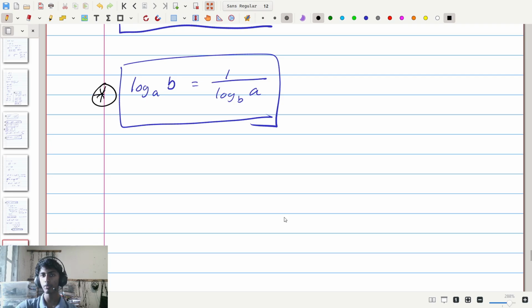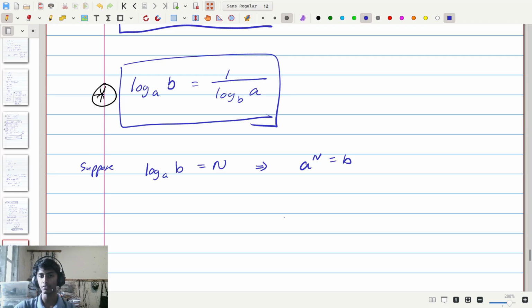To prove this one, we're just going to use the rules that we have established so far. Suppose that log base a of b is equal to n. We just say suppose. So what this means is that, considering the form of the logarithm, a to the n is equal to b. I think we can all agree this is the case. a to the n is equal to b.